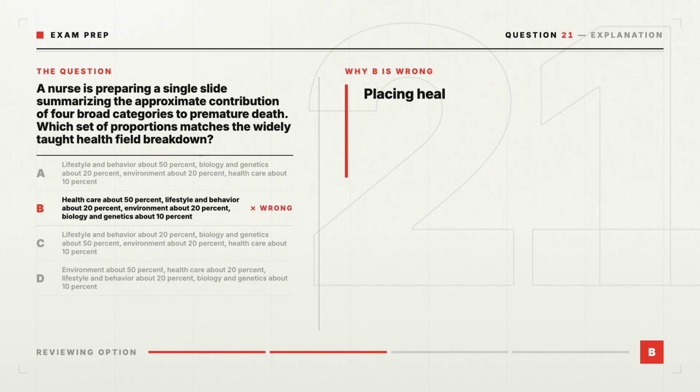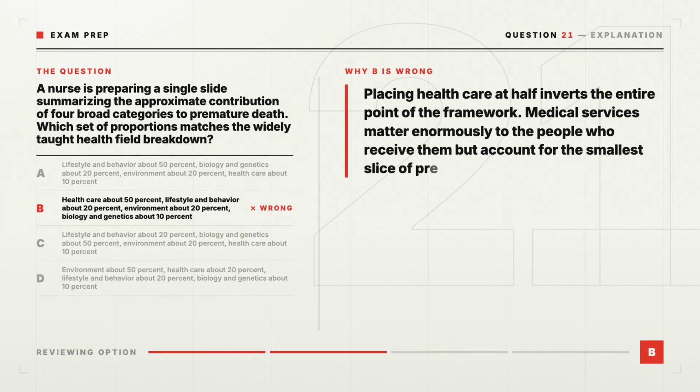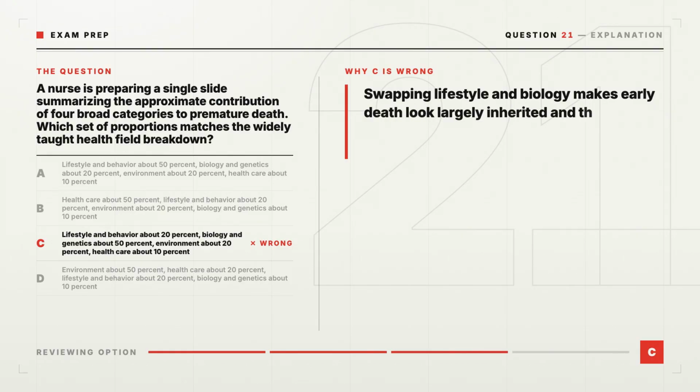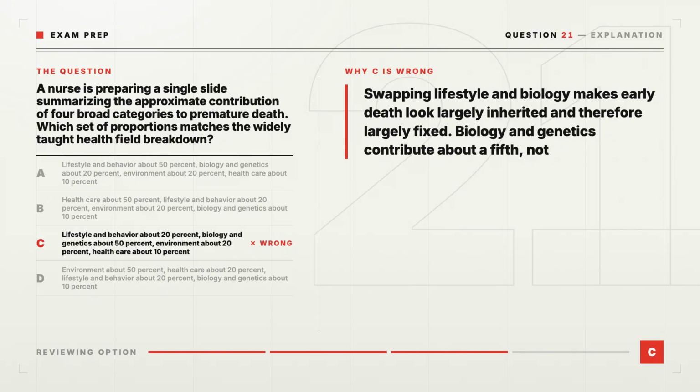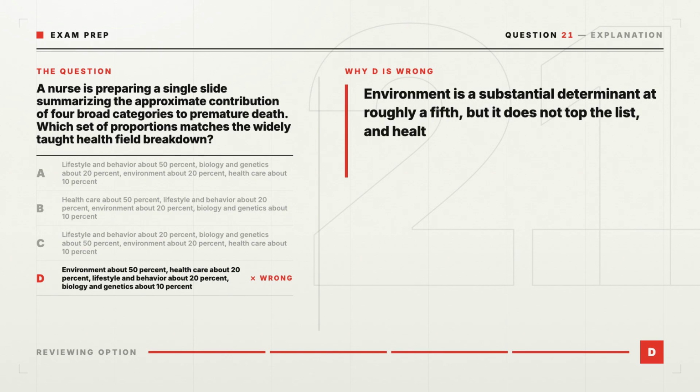B is wrong because placing healthcare at half inverts the entire point of the framework. Medical services matter enormously to the people who receive them, but account for the smallest slice of premature death across a population. C is wrong because swapping lifestyle and biology makes early death look largely inherited and therefore largely fixed. Biology and genetics contribute about a fifth, not half. D is wrong because environment is a substantial determinant at roughly a fifth, but it does not top the list, and healthcare does not sit at a fifth. Only one arrangement of these 4 numbers is the taught one.